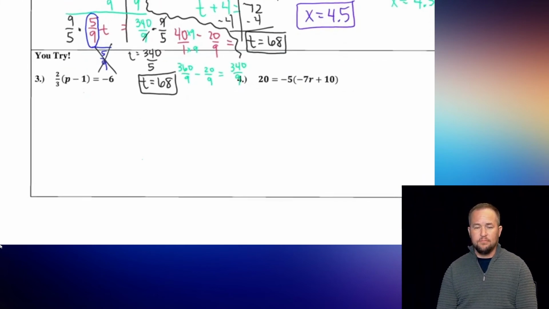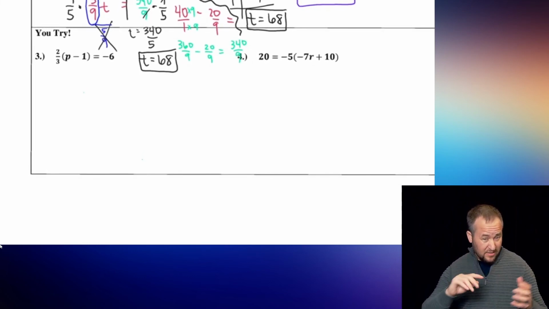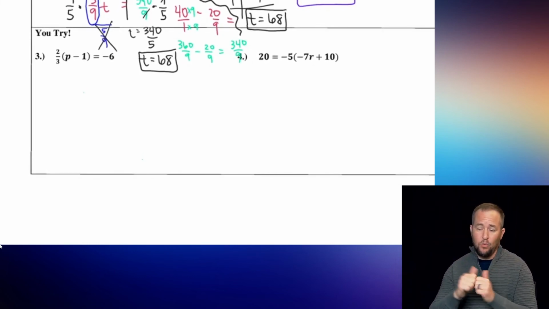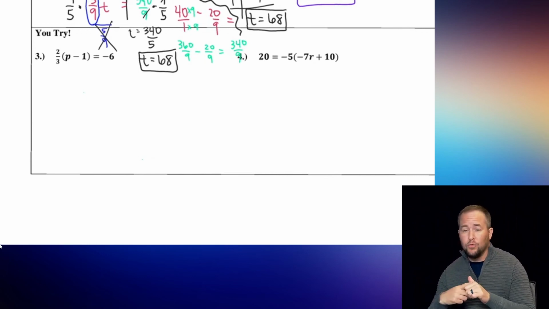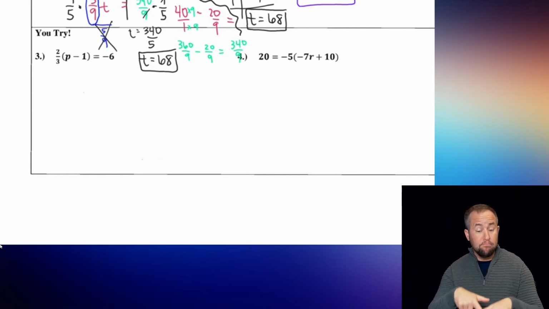All right, so we have done lots of questions with distributing and with dividing. So now you get to choose whether you want to distribute, whether you want to divide. It is completely up to you. But I want you to go ahead and pause the video, try these 2 questions on your own, and then push play to check your answer once you're done.